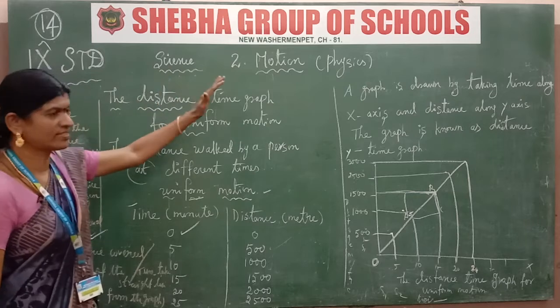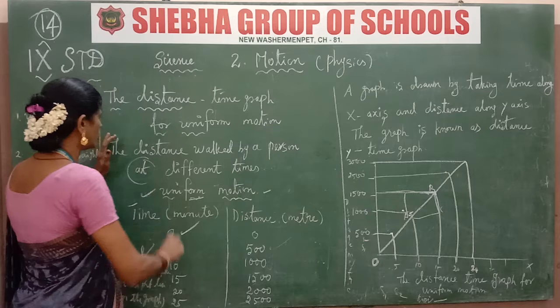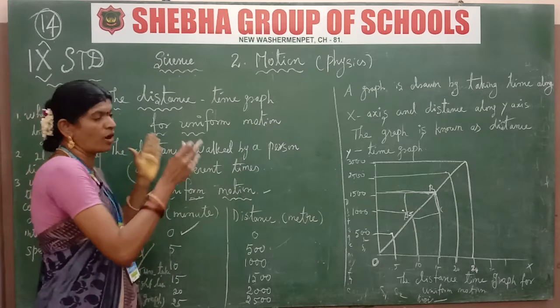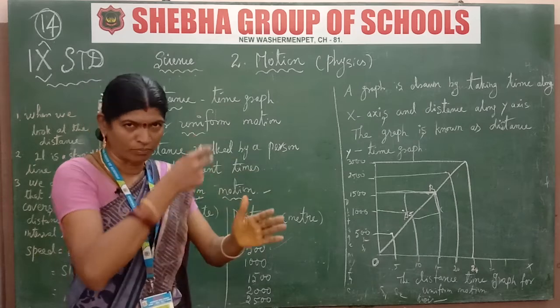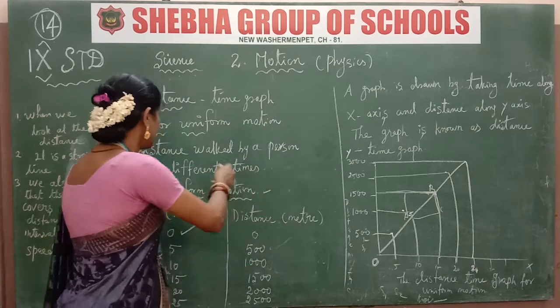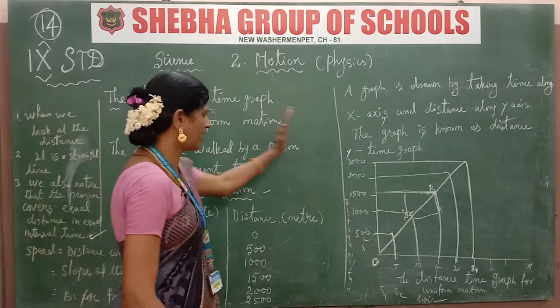Next, listen once again. What is the distance-time graph for uniform motion? First one is uniform motion. The distance walked by a person at different times, different minutes, distances and times. It's clear? Mark the graph.